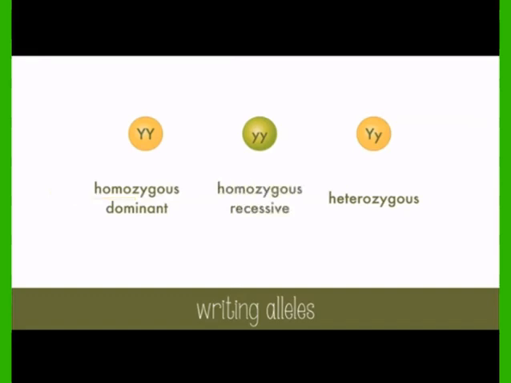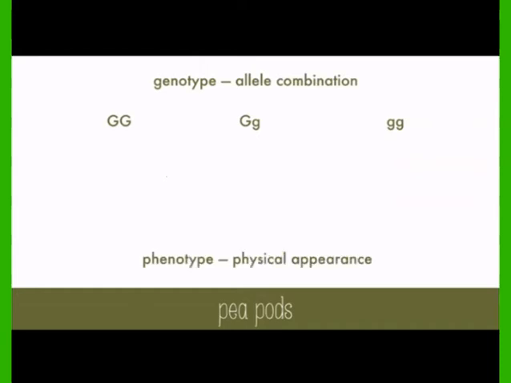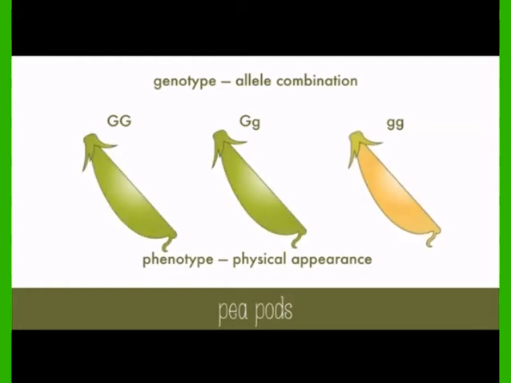The letters we choose here are arbitrary, but it's good to use letters that look very different in their capital and lowercase versions, otherwise it can be confusing. So letters like O aren't good, but letters like Y, T, or R are great. In pea pods, green is dominant over yellow. If these are the genotypes, or allele combinations, what are the phenotypes? Having just one dominant allele of the gene will make it green in this case. So there are 2 green pods and 1 yellow pod.